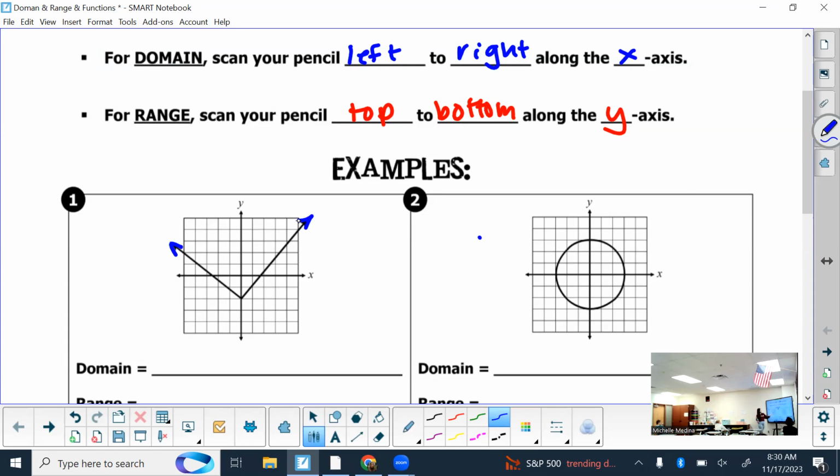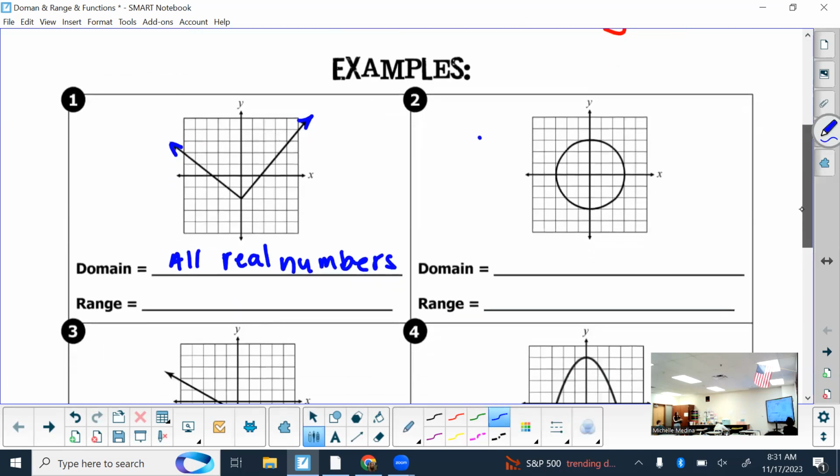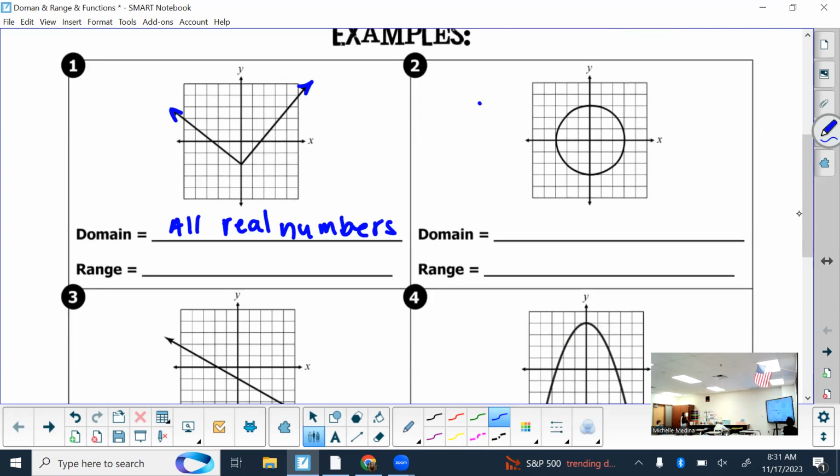And because first we're looking at domain, we're looking from left to right. Will this graph continuously keep going to the left? Will it continuously keep going to the right? So there's no x's being excluded. In that case, since it goes continuously left and right, my domain for this is going to be all real numbers. So if it goes continuously left and right, your domain is all real numbers.